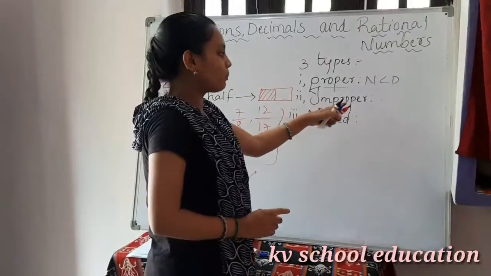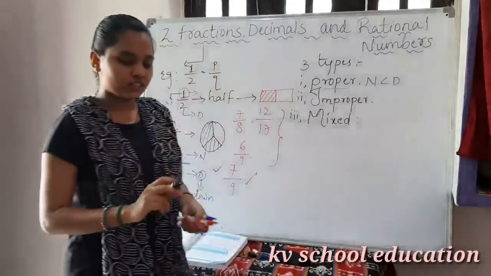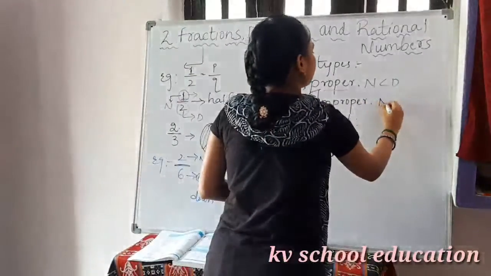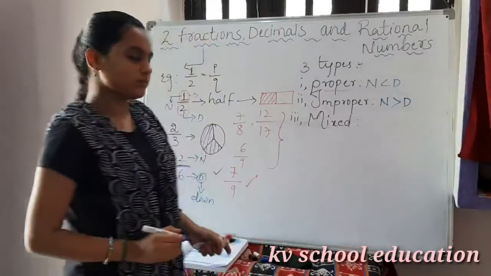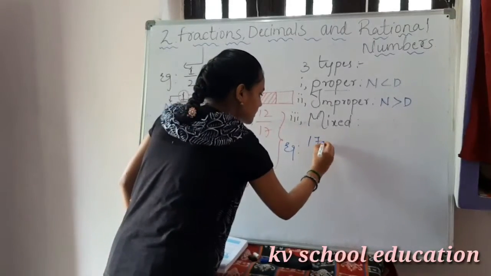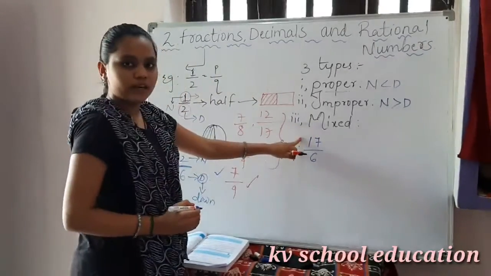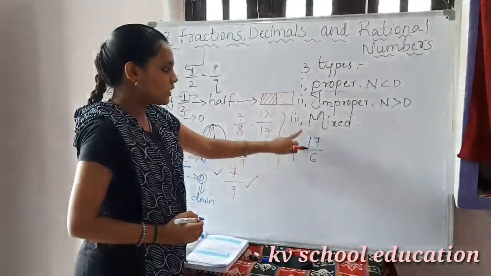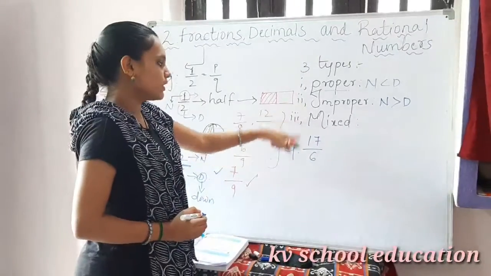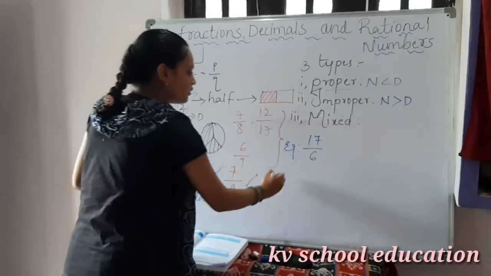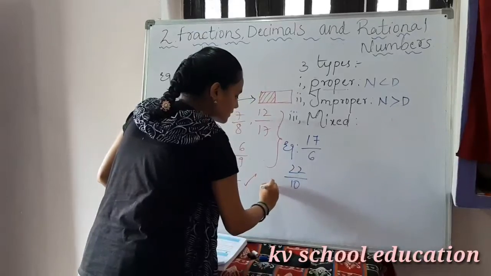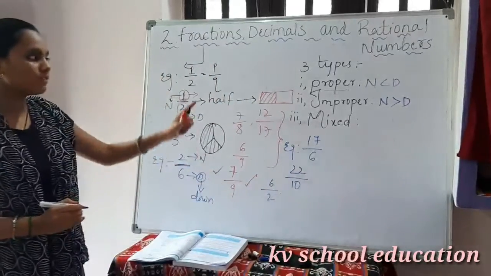And now we'll go to improper fraction. An improper fraction is a fraction whose numerator is greater than the denominator. Here we'll take an example: 17 by 6. 17 is the numerator, 6 is the denominator. 17 is greater than 6, it is true. So it is an example of an improper fraction. We will take one more example: 22 by 10, 6 by 2. These are all examples of improper fractions.